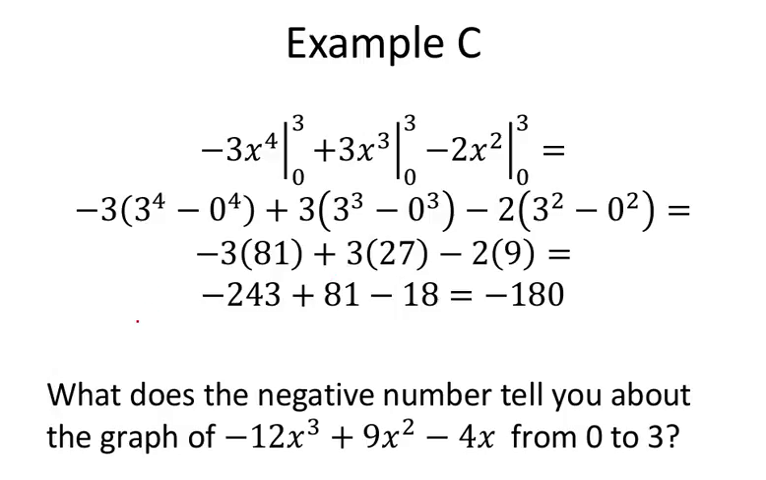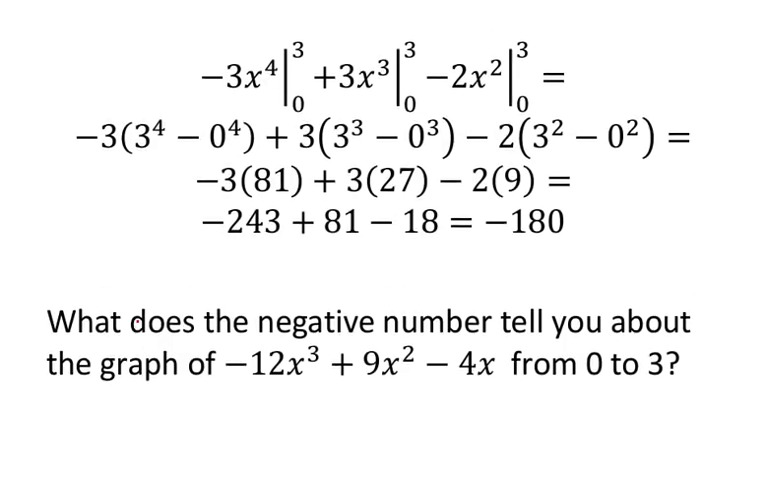And it's sort of odd. We got a negative number. We got a negative area. So what does that tell you about the graph of negative 12x cubed minus 9x squared minus 4x from this region of 0 to 3? It tells you that the graph is beneath the x-axis. It's negative there.